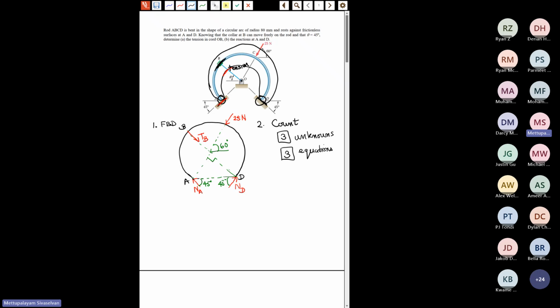Okay, so now the next step is to write equations of equilibrium. And we can set out to write the sum of the forces in the X, the sum of the forces in the Y, and so on. But we want to see, is there some equation of equilibrium I can write that'll get me an unknown immediately, right? So any ideas?